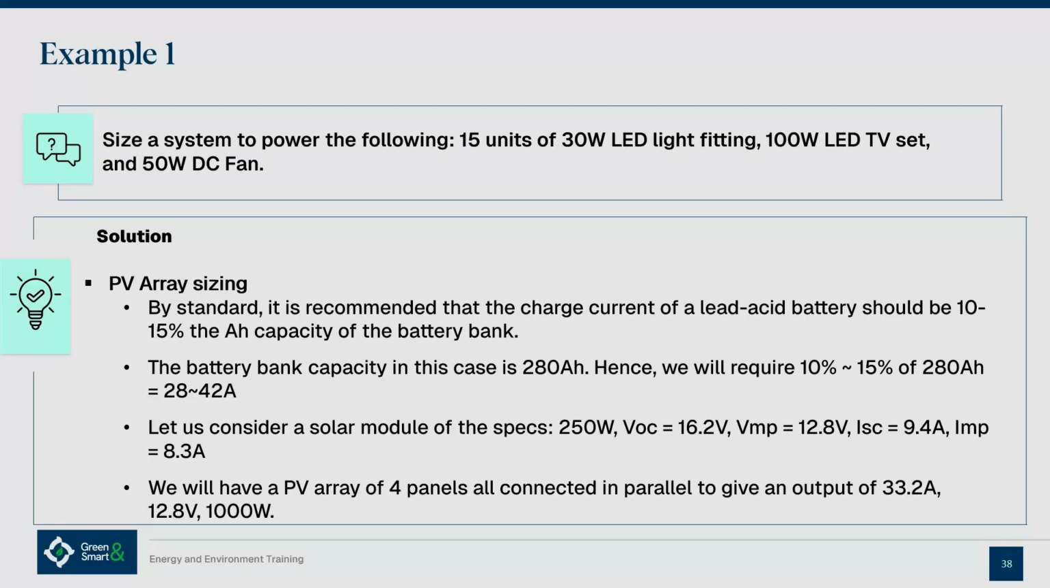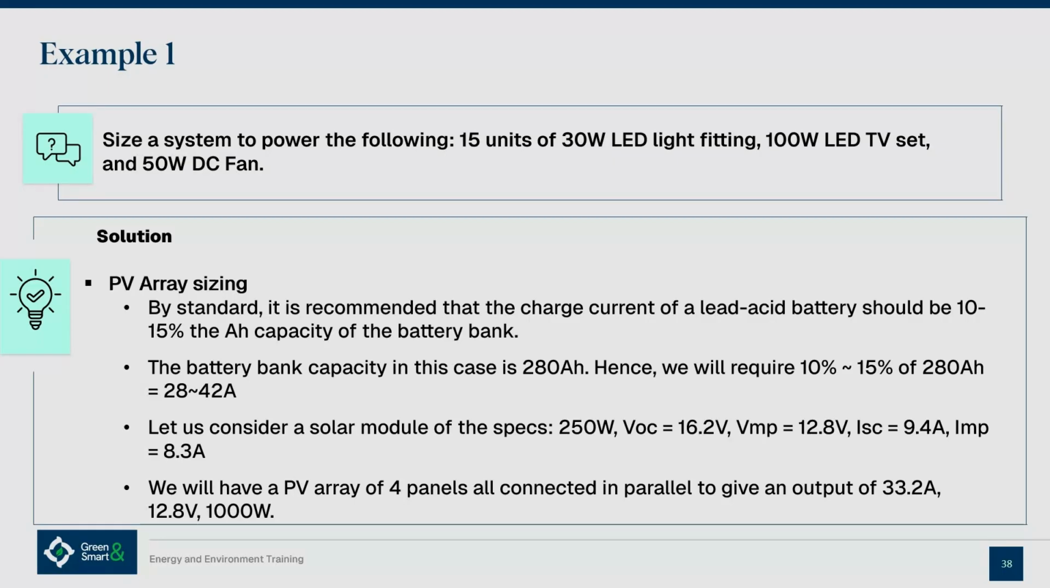For these specifications, let us consider 4 solar modules with the specs: 250 watts, open circuit voltage of 16.2 volts, maximum operating voltage of 12.8 volts, short circuit current of 9.4 amps, and maximum operating current of 8.3 amps. When the modules are connected in parallel, we will have a PV array giving an output of 33.2 amps, 12.8 volts and 1000 watts.